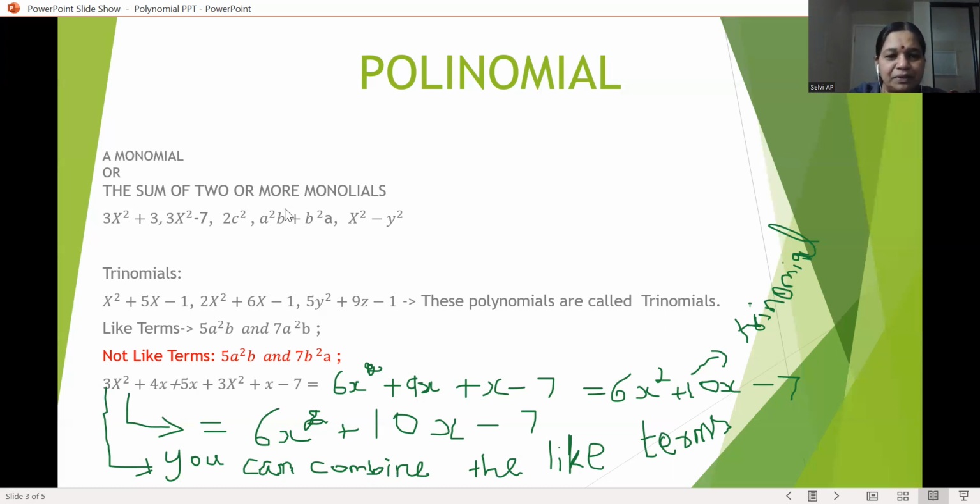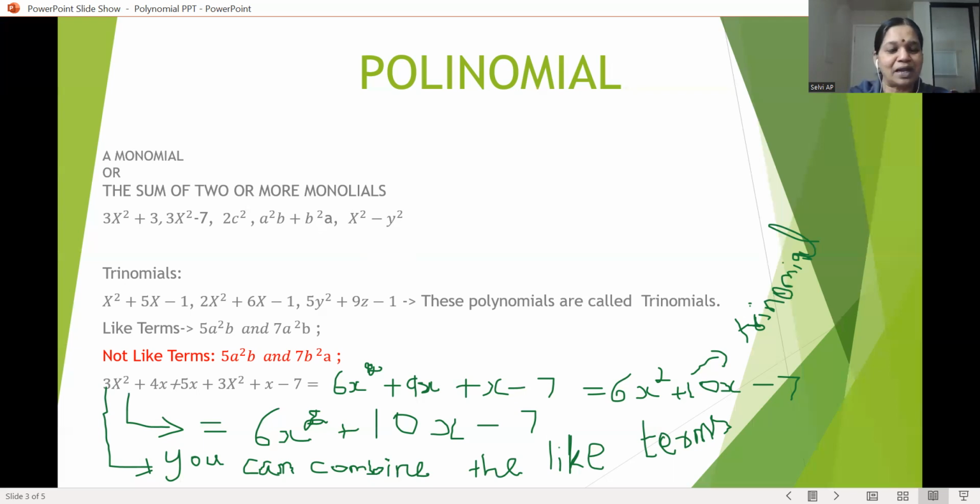Next, binomial equation. See here, a square b plus b square a. So two terms are there. Another example, x square minus y square. Here also two terms are there. So this is known as a binomial equation. The coefficient of x is plus 1. The coefficient of y is minus 1. Okay, I think you got it now.